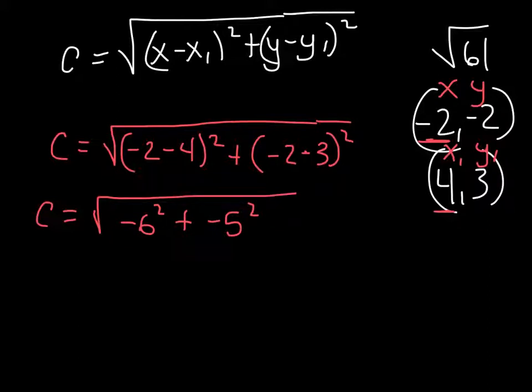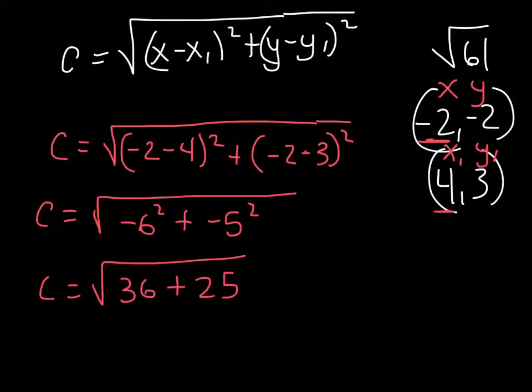And again, it doesn't matter if they're negatives because they're going to be squared. So this is equal to the square root of 36 plus 25, because negative 5 times negative 5 is positive 25, and same with the negative 6, being positive 36. So C equals the square root of 61. So we just took something that we were using the coordinate grid for and looking at. We were looking at the legs and counting the length of those legs using the Pythagorean Theorem. We just took that and kind of modified it so that we could just plug in points from the grid.